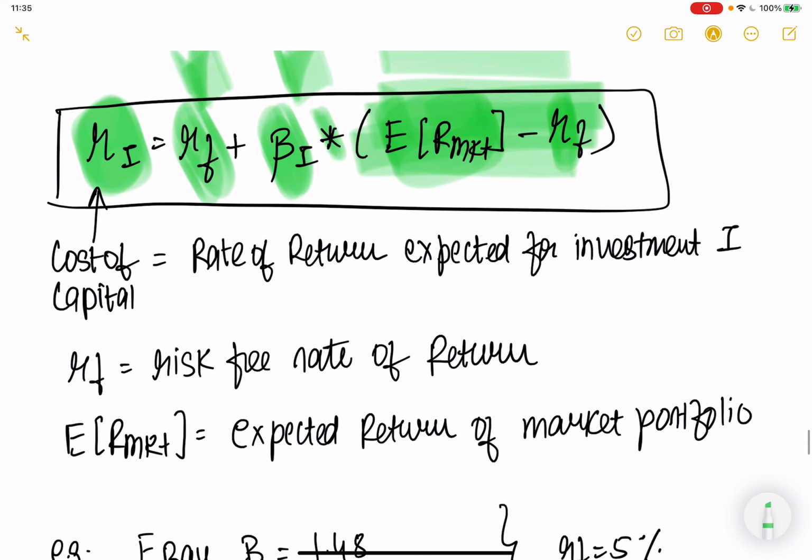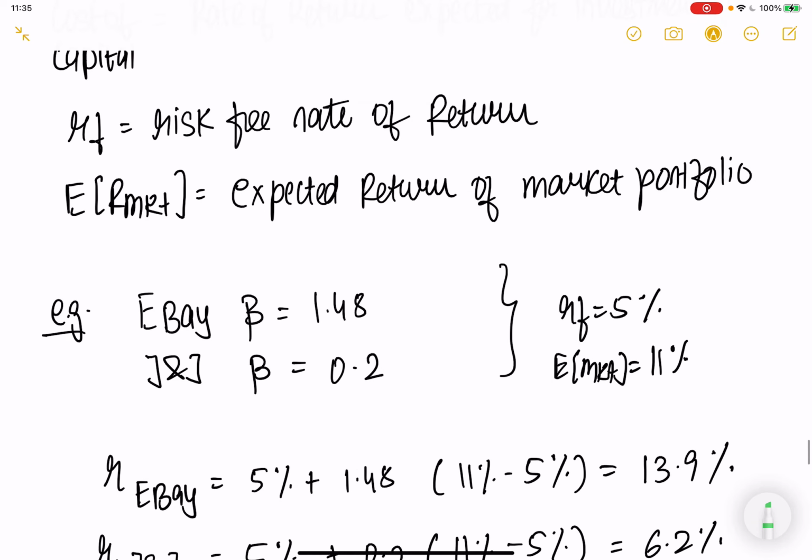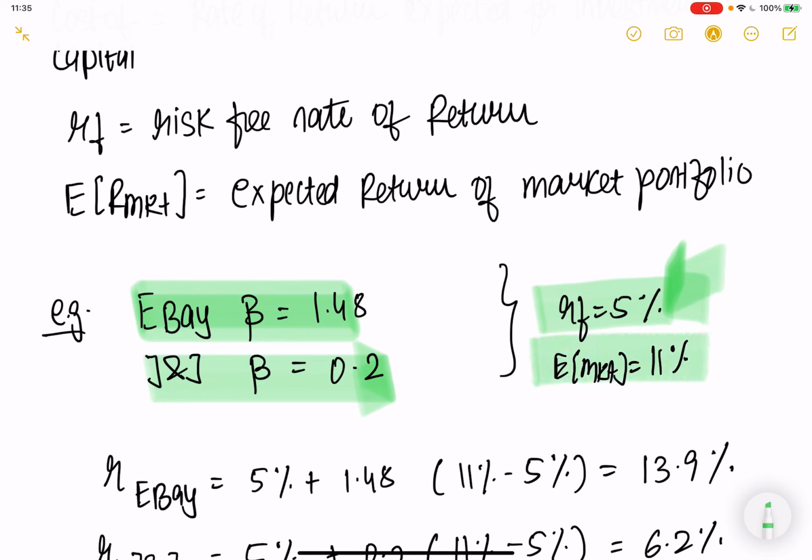So basically, let's take an example again. If eBay has a beta of 1.4 and Johnson & Johnson has a beta of 0.2, what is the cost of capital for eBay and what's the cost of capital for Johnson & Johnson, assuming a risk-free rate of 5%, meaning you can have T-bonds or treasury bills at 5%, and the overall market portfolio returns 11%.